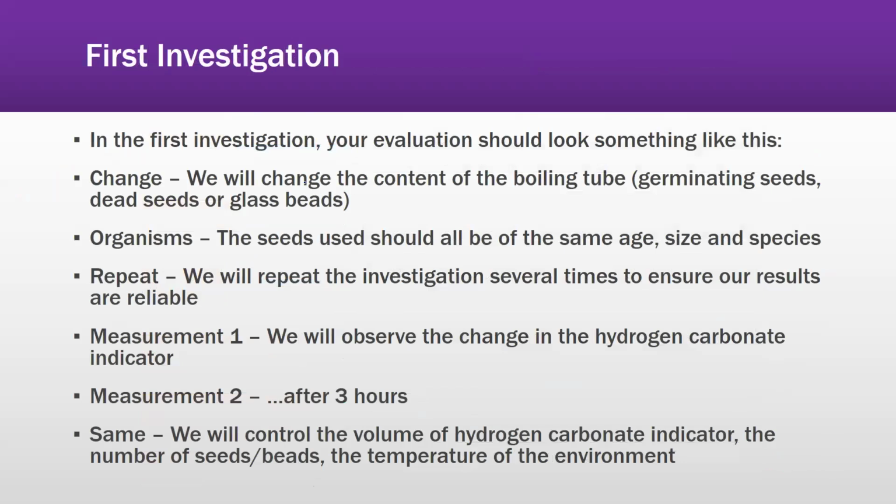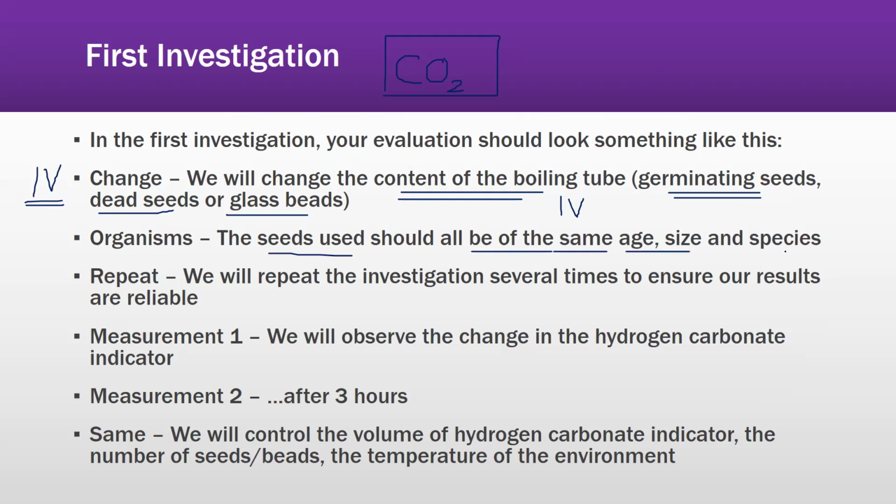So in your first investigation, the hydrogen carbonate one to measure the carbon dioxide, what is the procedure? We will change the content of the boiling tube. This is the independent variable. You are changing the seeds. Germinating, dead or glass beads. This is the independent variable. I change these. What were the organisms? The seeds should always be the same size and species. We will repeat the investigation several times to ensure our results are reliable.